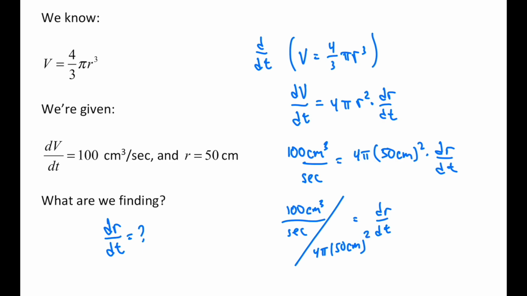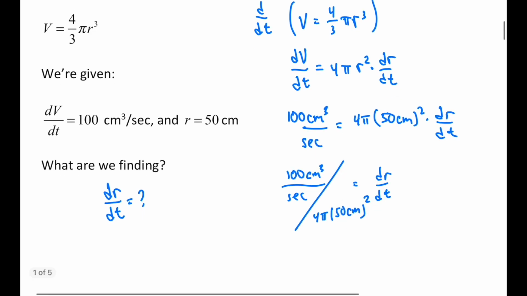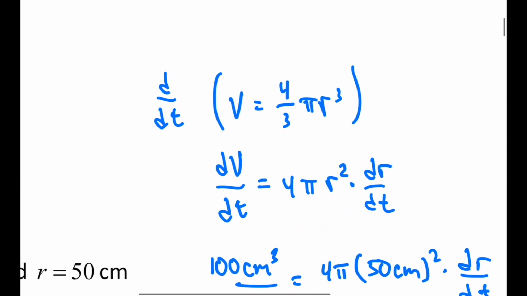Look at the units. See what happens. We've got centimeters cubed divided by centimeters squared. That's going to leave us with centimeters per second, which makes sense for the change in radius compared to the change in time. So what happened here is that we've got these related rates. We are comparing the rate of change of the volume to the rate of change of the radius with respect to time. We're taking the derivative with respect to time.